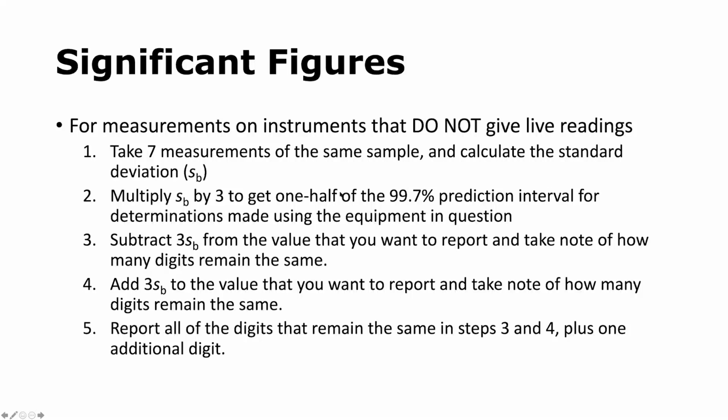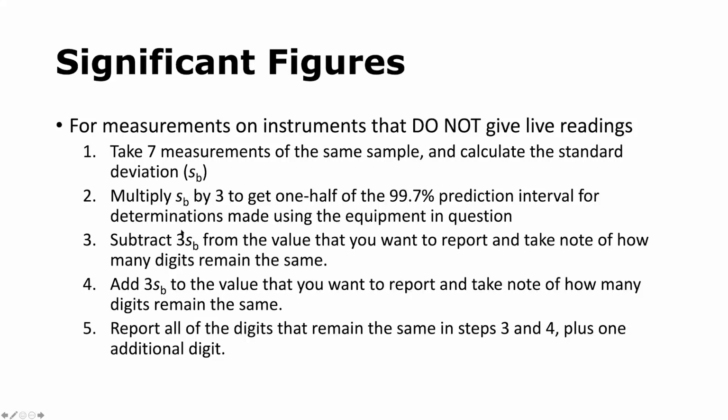That's going back to the concept of prediction interval, where if you start at the mean and you take +3 standard deviations and -3 standard deviations, you have an interval that has more than 99%. So if we multiply the standard deviation by 3, we get 1/2 of that interval.